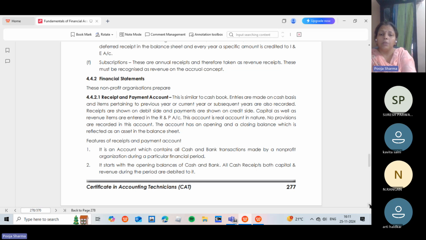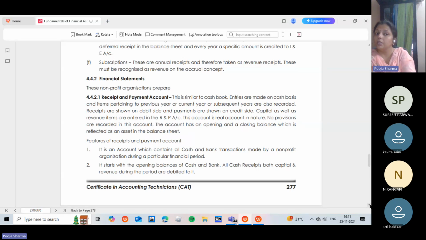What happened in the receipt and payment account? All the items, revenue items and capital items, whether they are of capital nature or revenue nature, are posted in the receipt and payment account. The account is a real account in nature.